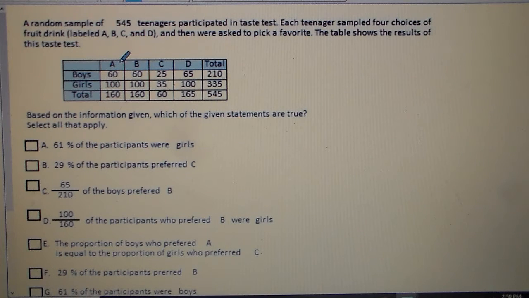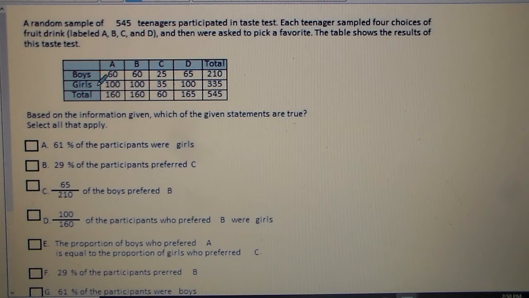Now just to break down this table a little bit, 60 boys chose option A as their favorite. Also 60 boys chose B as their favorite. 25 boys chose C. And 65 boys chose D as their favorite. When you add up 60 plus 60 plus 25 plus 65, that's how you get that 210.